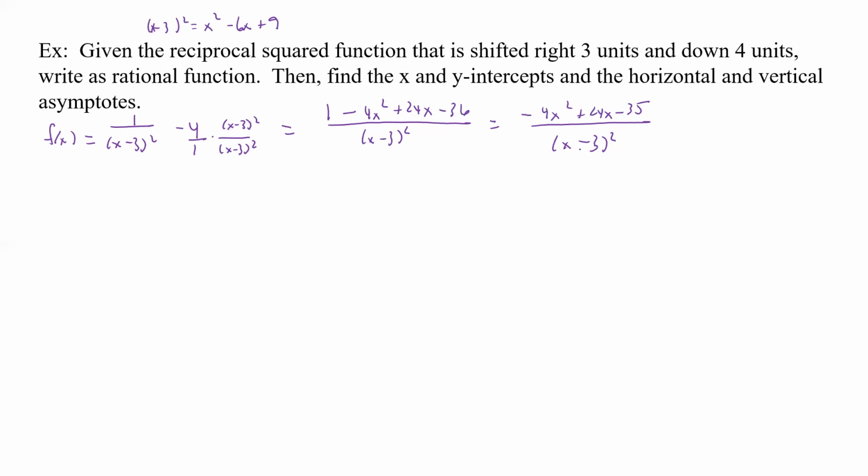Now q of x already is factored. P of x doesn't look factorable, so we won't factor that anymore. We're just going to have to work with it as it is. So what do we know? We know some vertical asymptotes from our denominator. If we set x minus 3 equals 0, we get x equals 3, and that's going to be our vertical asymptote.